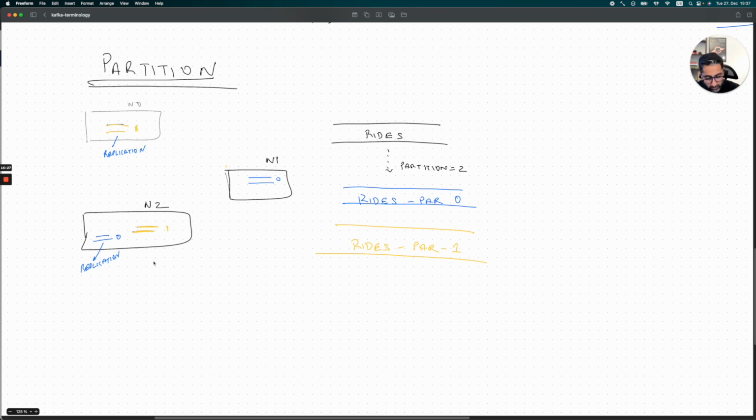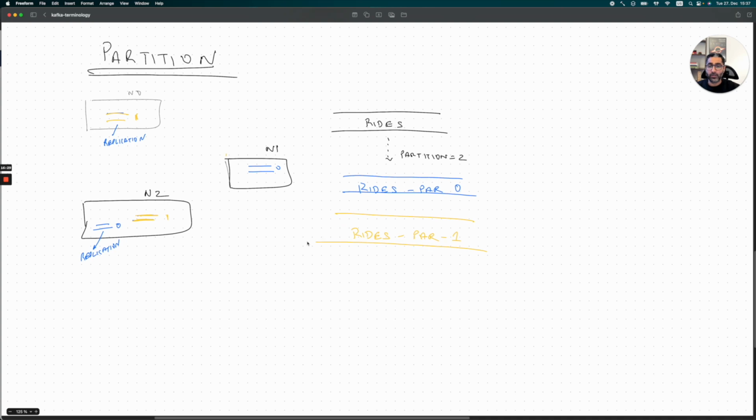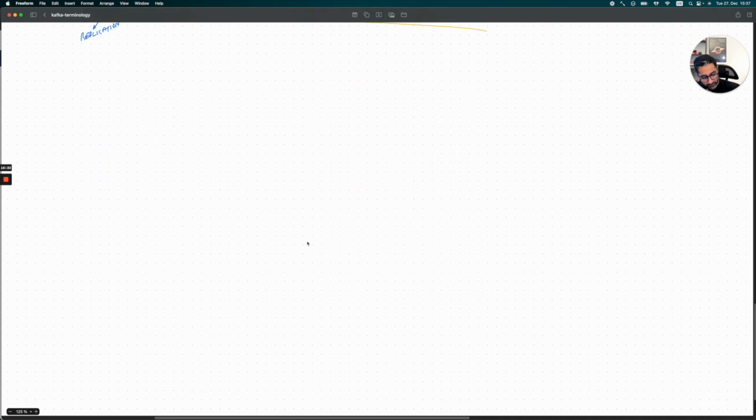So let's take a concrete example about that. Earlier, we had our rides topic, and the messages were coming into this topic. And this topic only had a partition of 1, so no partitioning at all, only messages coming in. One of the consumers started consuming from this particular topic. Everything is good, messages are coming in, the consumer is consuming.